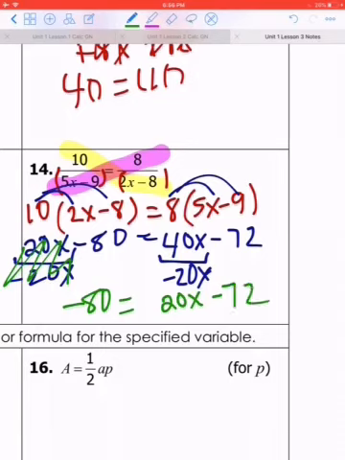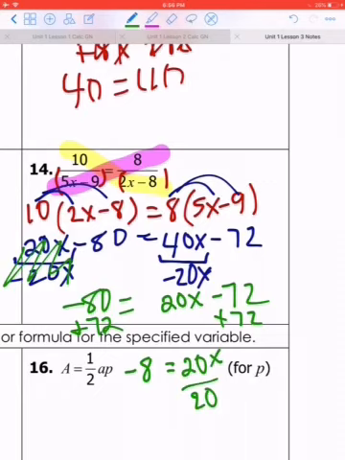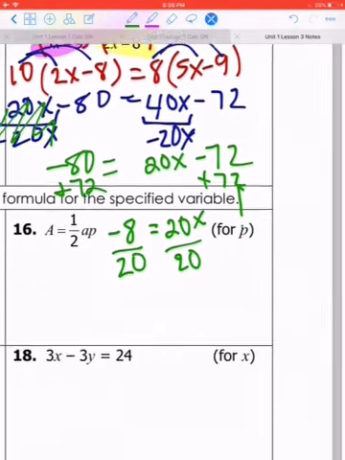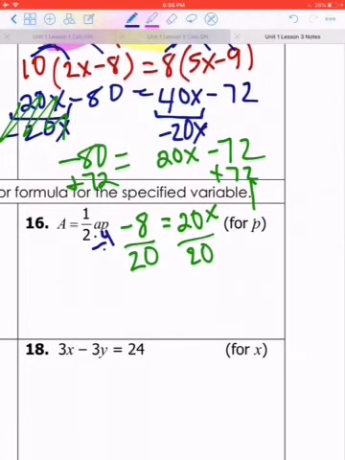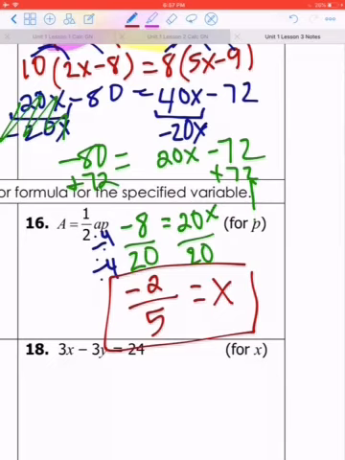Okay, so now we're here. I'm going to add 72, and that gives me negative 8 equals 20x divided by 20. Oops. Alright, and simplify that. Fraction, 4 goes into both. Alright, you do not have to simplify by hand. I'm just showing you what I'm doing. You can use your calculator if you need to. Okay, but that will give me negative 2 over 5 for x. Okay?